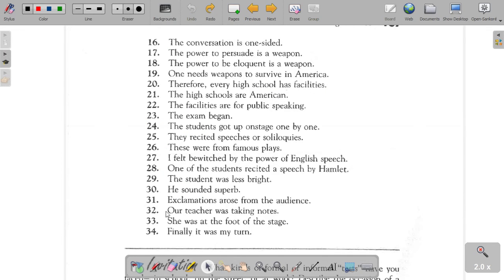All right, now for the others, 16 through 34. The conversation is one-sided. The power to persuade is a weapon. The power to be eloquent is a weapon. One needs weapons to survive in America. So I think we can probably put all those together in one sentence. And then where would we break the next sentence? So 16 through 18, and then where would we break the sentence after that?